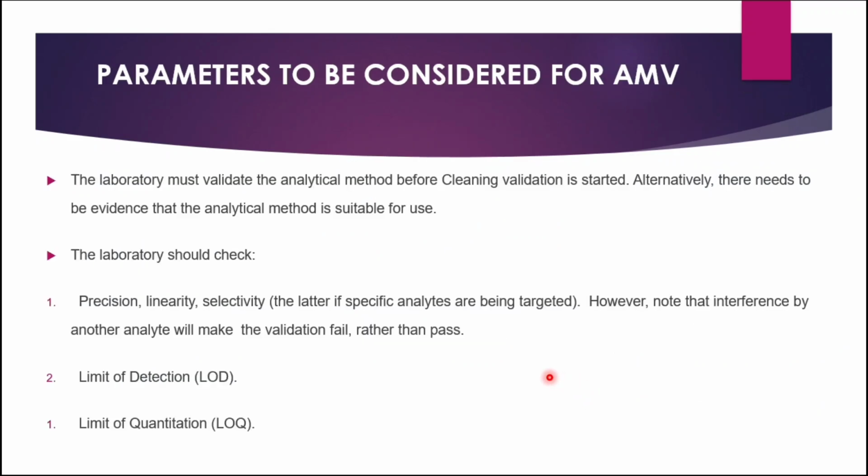Now, parameters to be considered for the analytical method of validation. Apart from those parameters, the laboratory must validate the analytical method before cleaning validation is started. Alternatively, there need to be an evidence that the analytical method is suitable for use. Laboratory should check precision, linearity, selectivity. The latter specific analyte are being targeted. However, note that interference by another analyte will make the validation fail rather than pass.